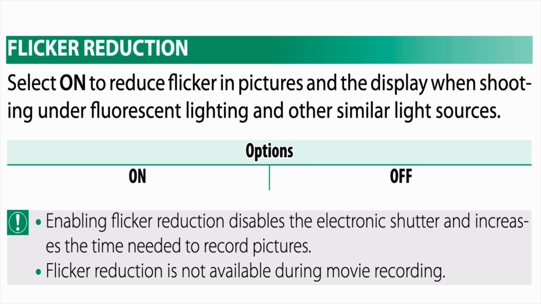Flicker reduction: select on to reduce flicker in pictures and the display when shooting under fluorescent lighting and other similar lighting sources. And below that, it also says enabling flicker reduction disables electronic shutter and increases the time needed to record pictures. And that's what caught me up later in the day, because I didn't know that when you turn that on it would increase the time needed to record pictures.